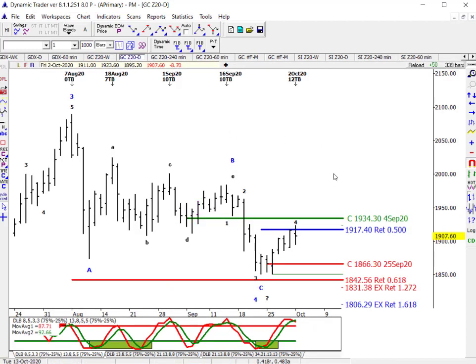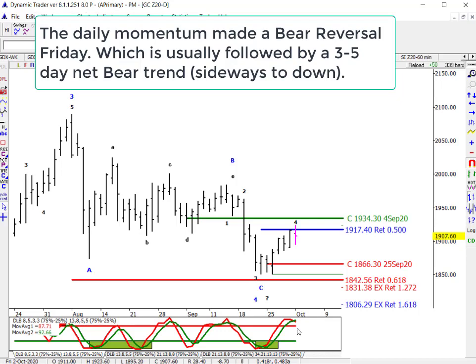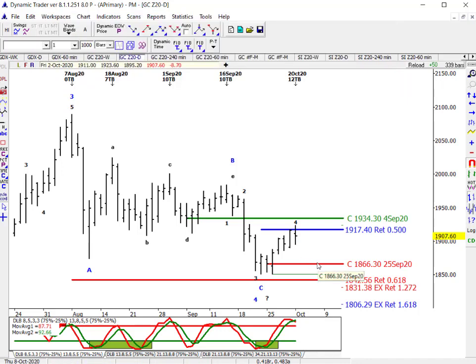This is the daily data, and again, it's right up to date. So I'm not looking at historic examples, those ideal examples from the past. I'm looking at what do we do right now and in the days ahead. Well, real important on our dual time frame momentum strategy is that on Friday, the daily momentum made a bear reversal from the overbought zone that usually coincides with a price high and then sideways to down for somewhere around 3 to 5 days.